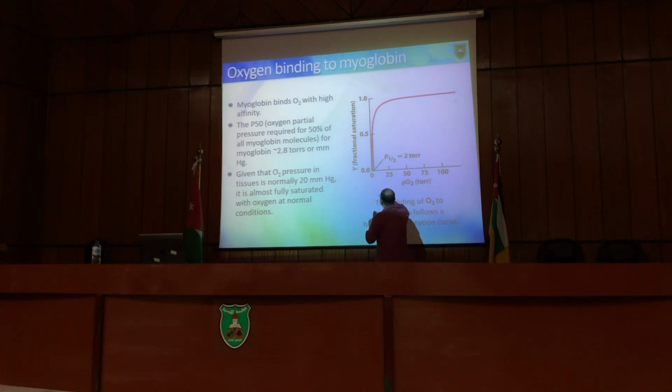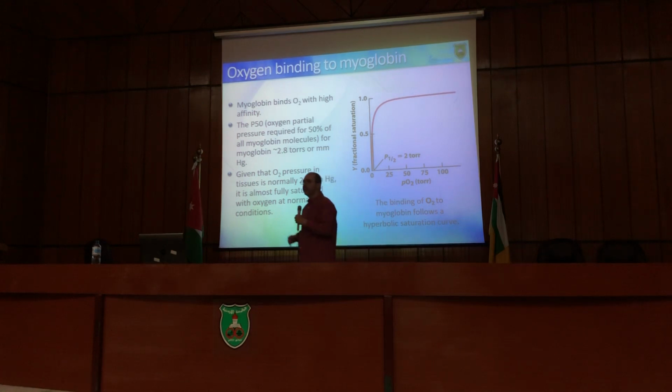It's only when the level of oxygen becomes very low, when there is a really hypoxic condition, when it gets to as low as 1 or 2 torr, that you have this sudden release of oxygen to tissues. And that serves the purpose of myoglobin. Now, there is something that in biochemistry, pharmacology, and physiology we always measure, which is the 50% of something.